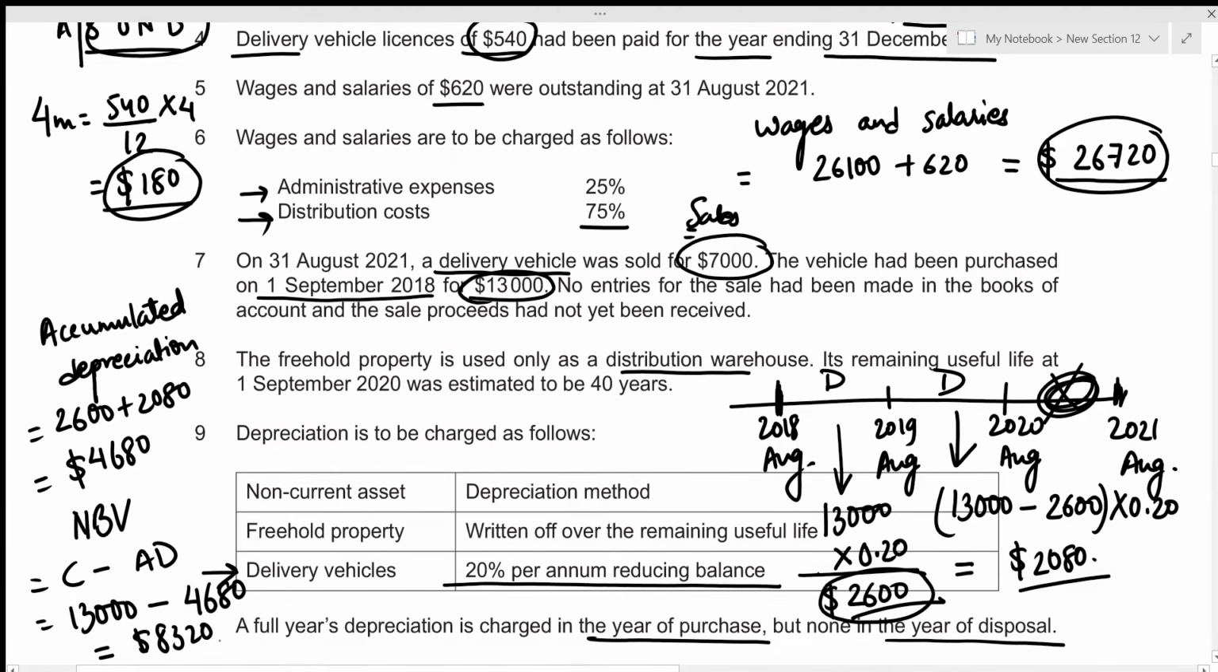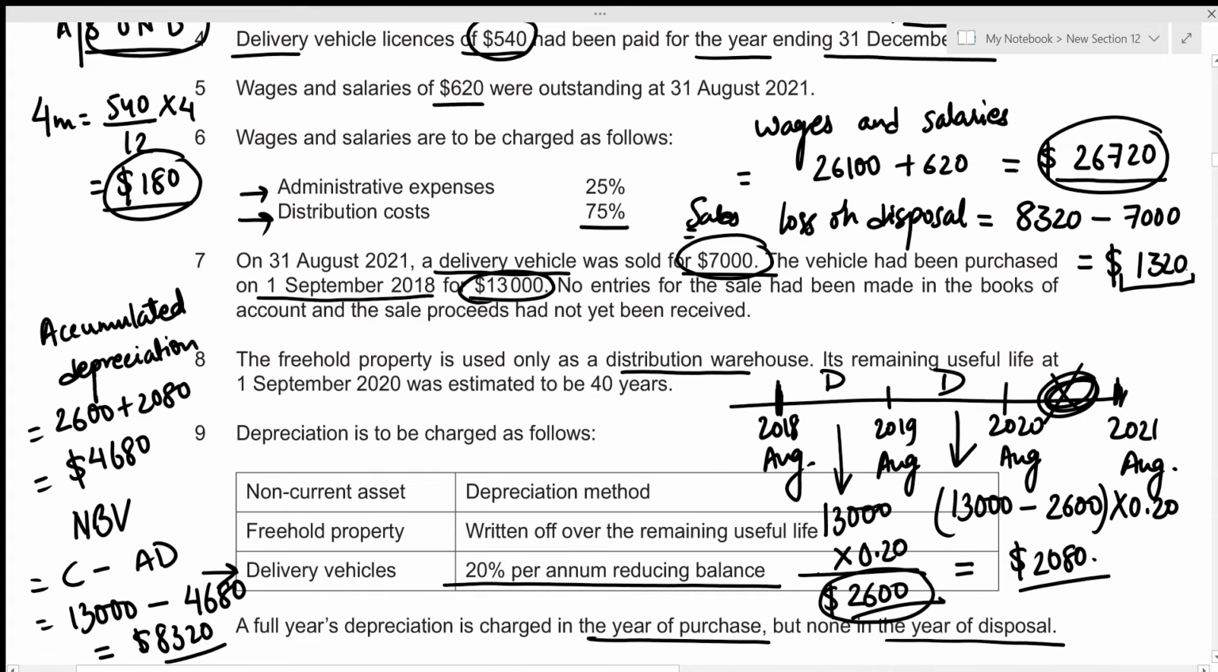So this is the actual value of the delivery vehicle, but we only got 7,000 for that particular delivery vehicle, meaning that we sold it at a loss, right? So the loss on disposal is just going to be the difference between the net book value and the sales. So net book value is 8,320 and the sales value is 7,000. So our loss on disposal is just going to be 1,320. This should also be treated as an expense and included in our distribution cost. So that's the fifth item.